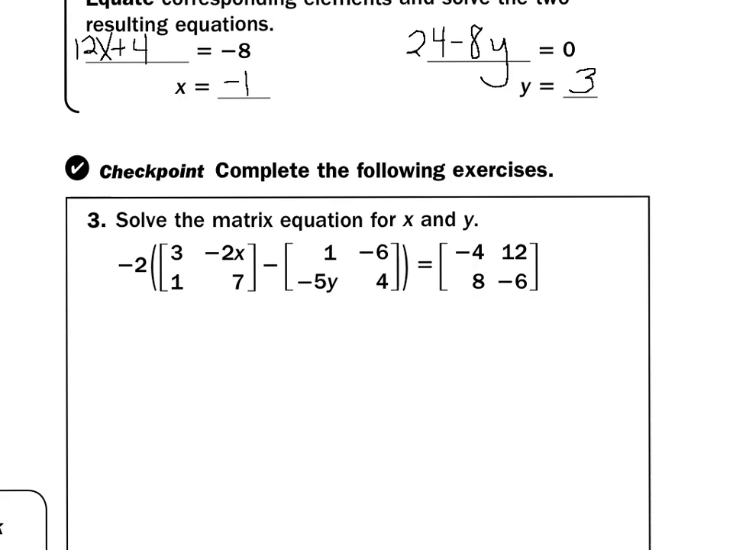Checkpoint. Go ahead and solve this. Be careful because you have a negative here, so it's going to flip all the signs in the second matrix. Let me get you started on that. You would have negative 2 still on the outside, and then 3 minus 1, negative 2x minus a negative 6. That'd be negative 2x plus 6. So you can go ahead and start that now. And that's the end of this.